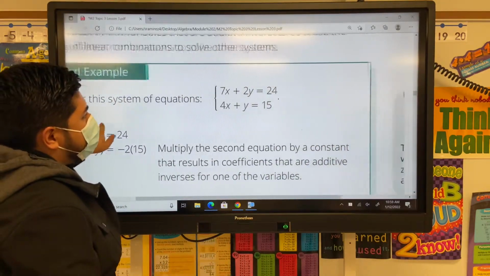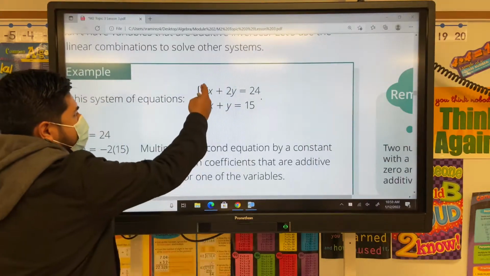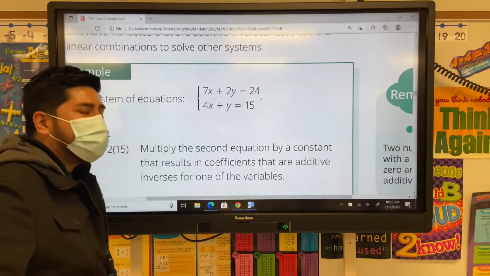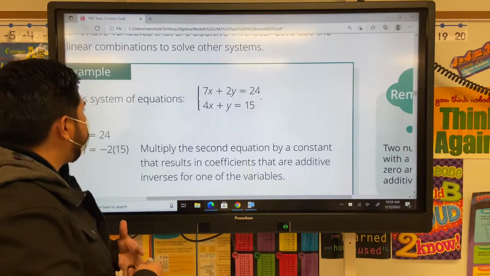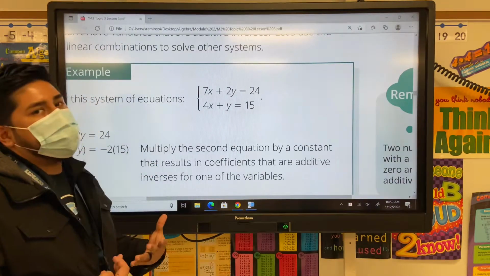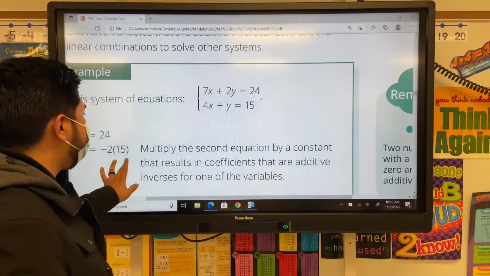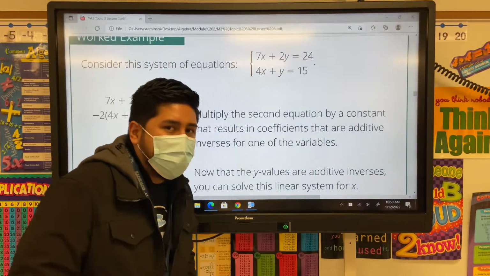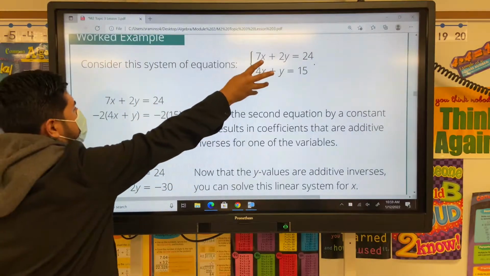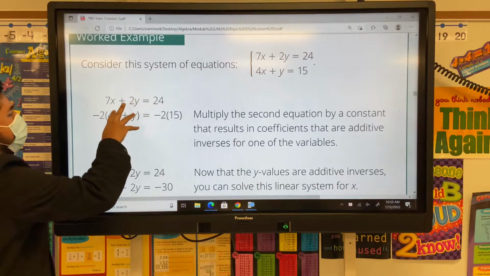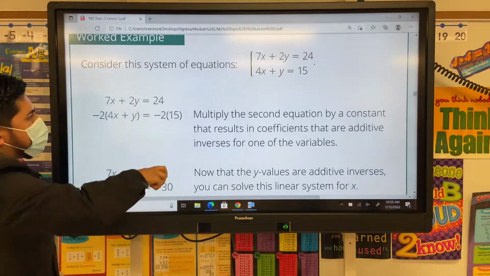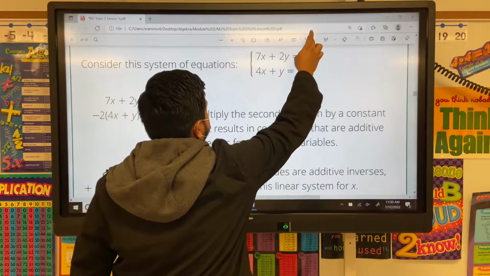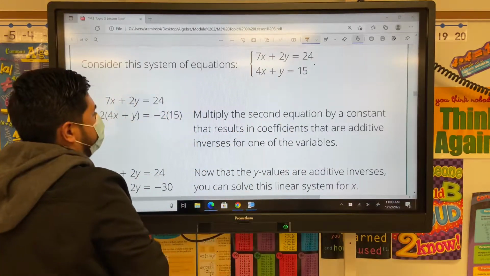Okay, so if we look at this example, I see 7, 4, 2, 1. I don't see opposite signs. I don't see opposite numbers. We're going to get stuck. No need to fear. Sorry, that's the bell. No need to fear. If we take those two equations and bring them over here, we can force an additive inverse by multiplying, okay?